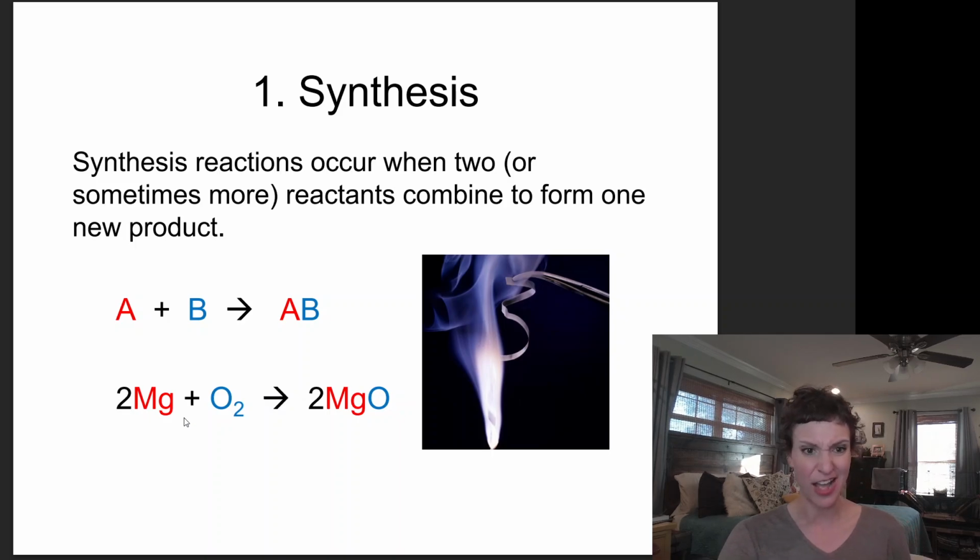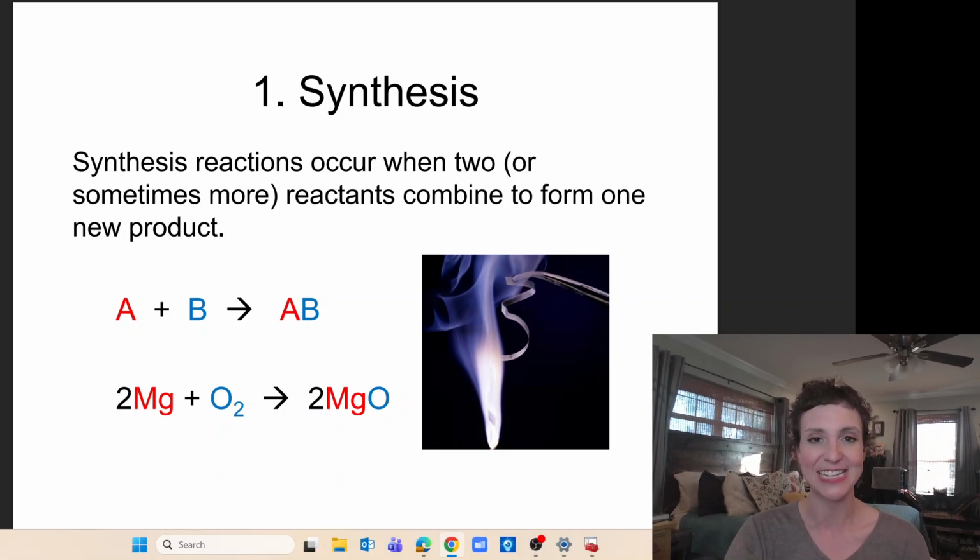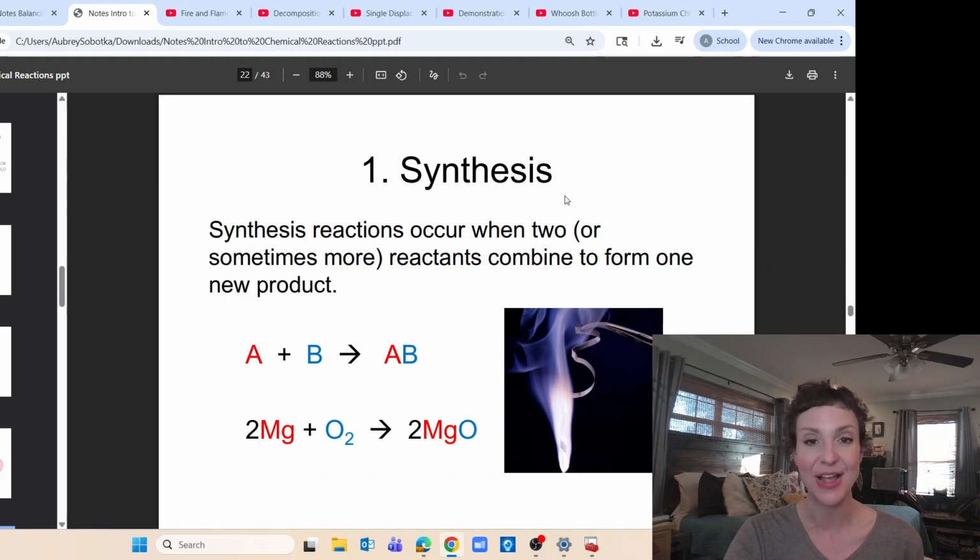In real life terms, y'all, I could take magnesium, he's a metal, and I can make him react with oxygen, a nonmetal, and they will make an ionic compound, magnesium oxide. Now, we did this demo in class, but if you were not in class, we will totally watch this fun video on the reaction of magnesium with oxygen to make magnesium oxide.